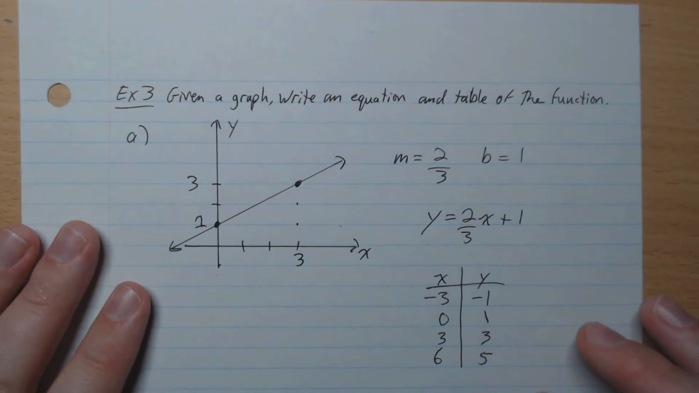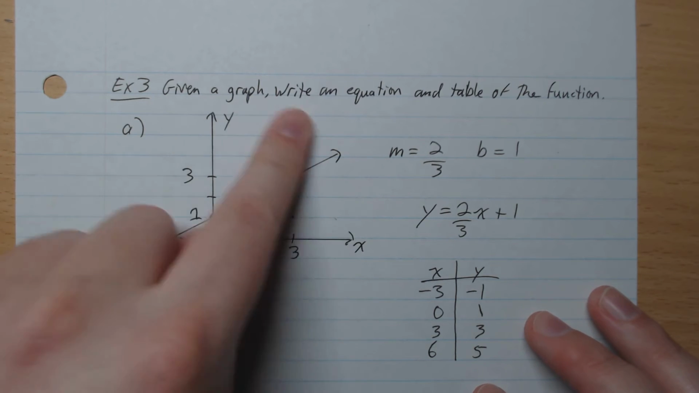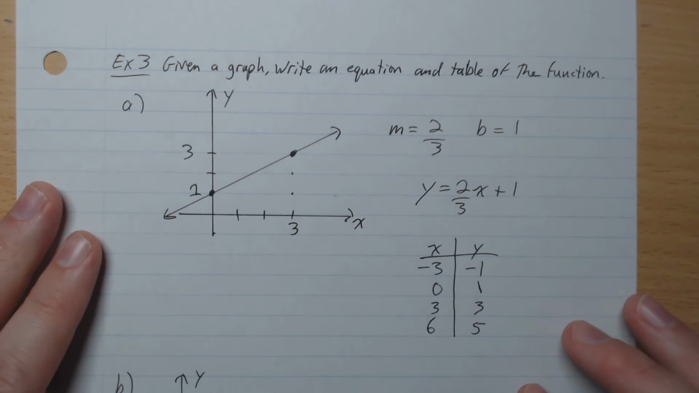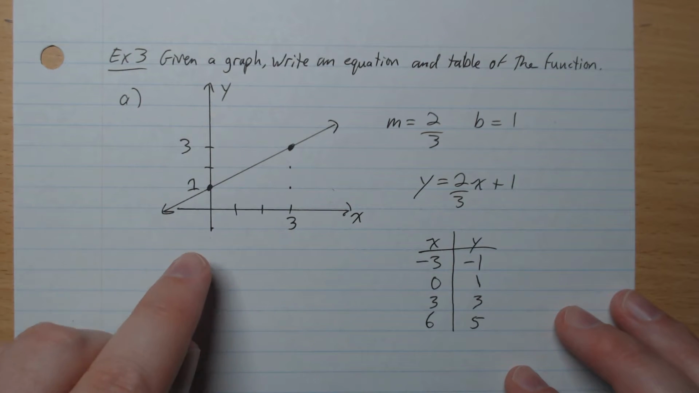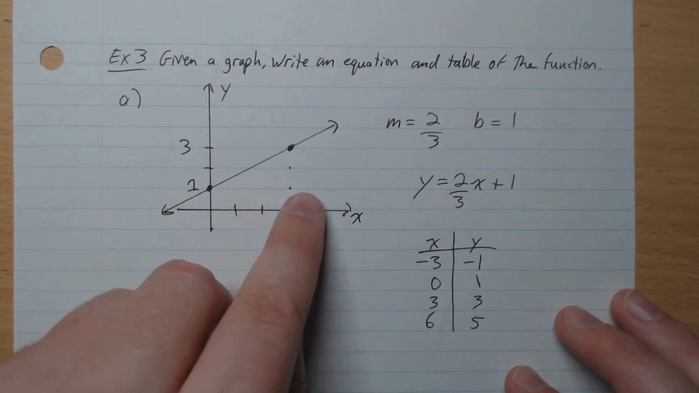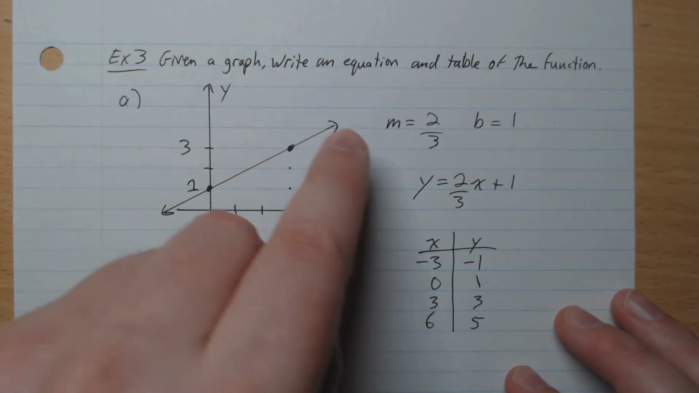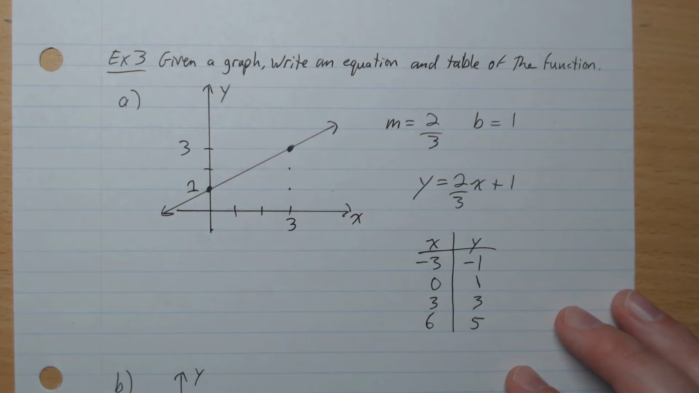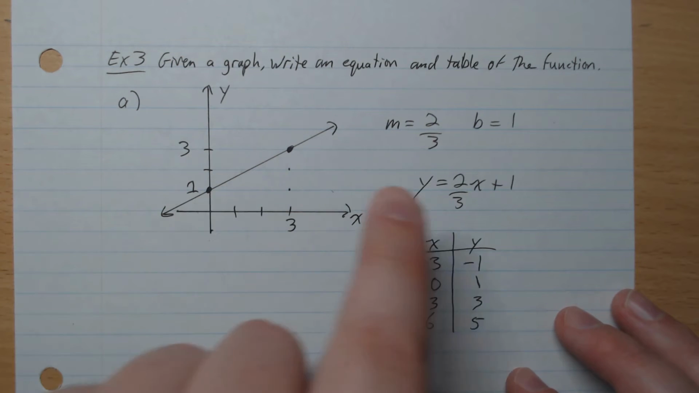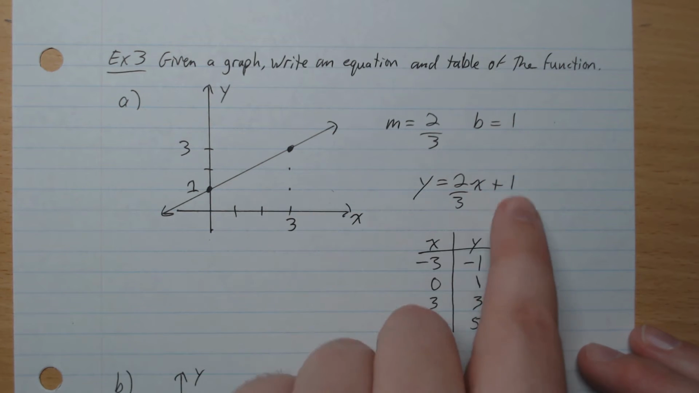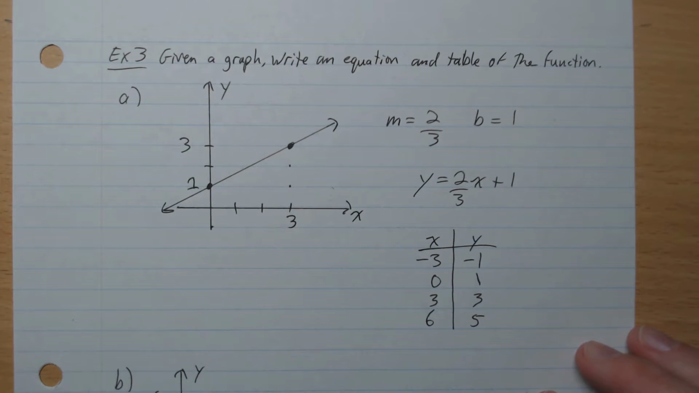Okay, example 3. Here we are given a graph, and we need to write an equation and table of the function. We notice that we're going over by 3, 1, 2, 3, up by 2. So over 3, up by 2. That is 2 over 3 as our slope. The y-intercept is 1, so that's our b value. And so y equals 2 over 3x plus 1.